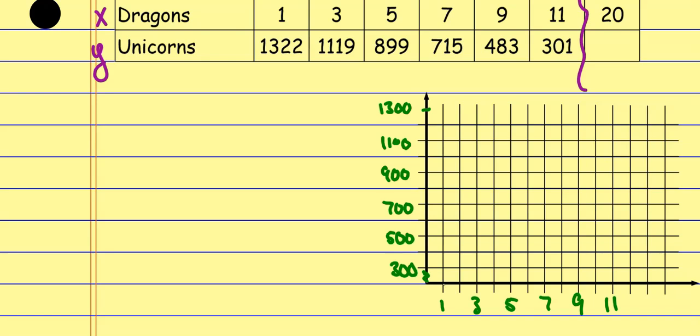And so now I plot these points. 1, 1322 is right up here somewhere. 3, 1, it's going to be right around up here somewhere. 5, right around that 900 mark. 715, going to be just a little bit up from that. 9, 483, a little bit down from that guy. And 11, 301 is going to be right above that guy.